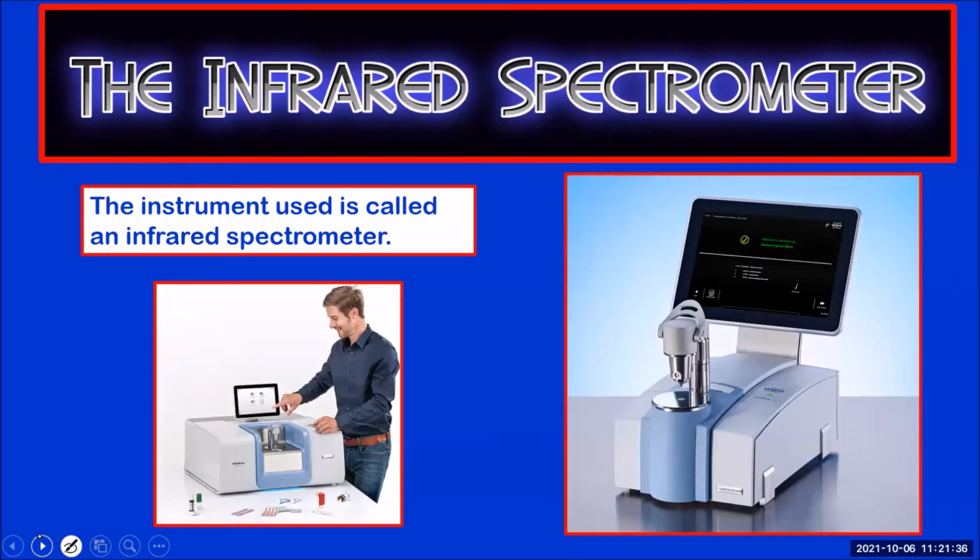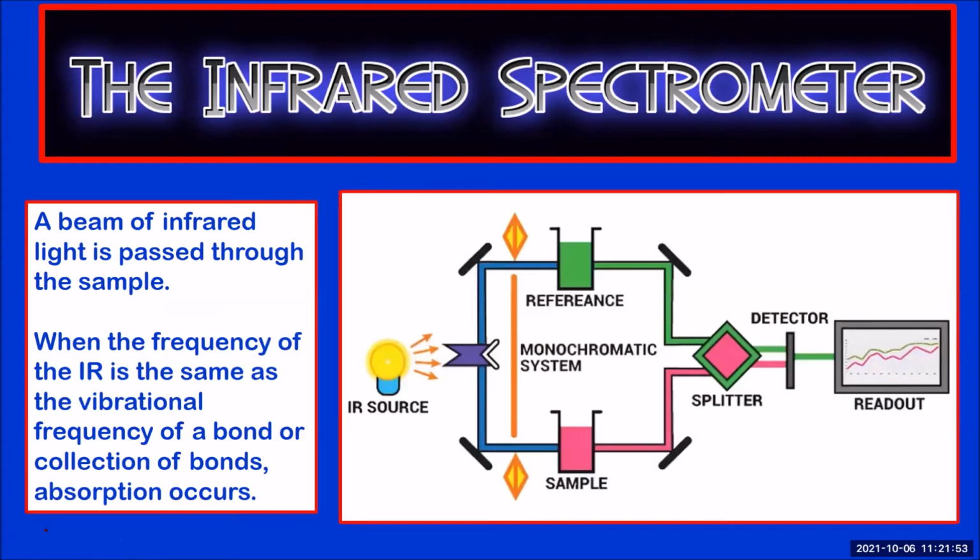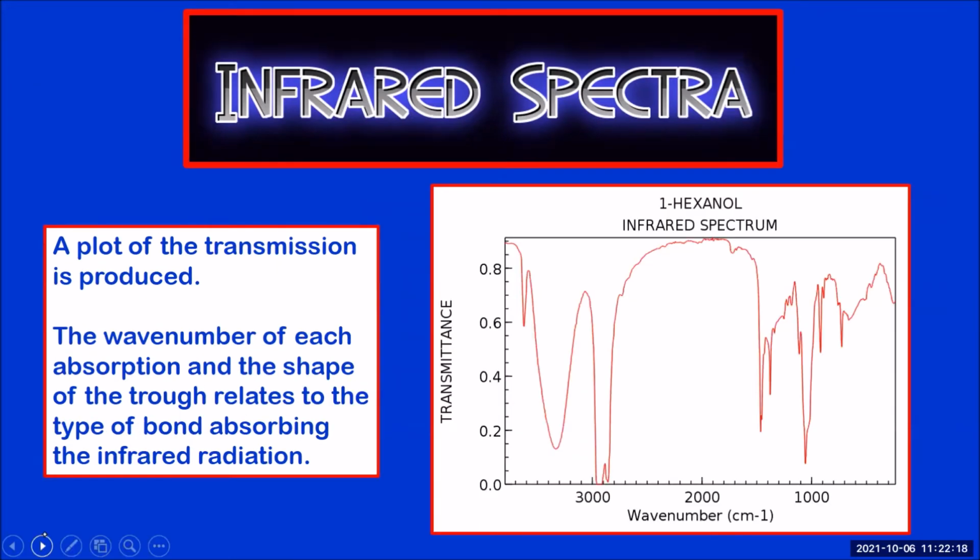Infrared analysis is performed using an instrument called an infrared spectrometer. You can see that these are desktop size these days. When I was at university, the infrared spectrometer took up much more room. The workings are a little bit complicated, but the basic idea is that a beam of infrared light is passed through the sample, and the absorptions are recorded and graphed. The graph produced is called an infrared spectrum. It plots transmittance, which is how much light passes through the sample, versus wave number. Wave number is just how many waves fit into 1 centimetre.